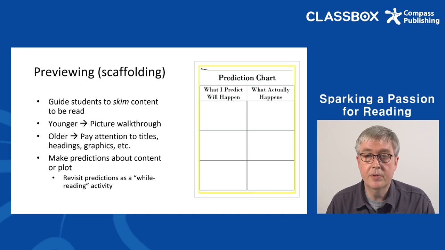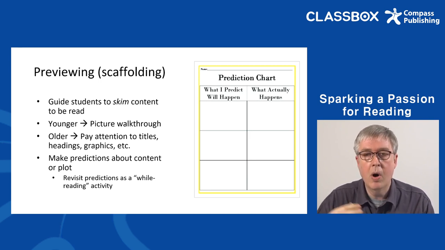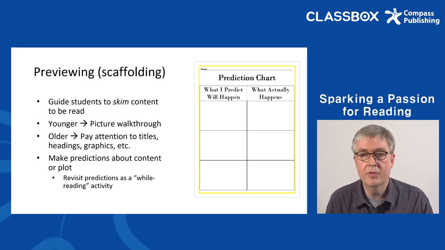For younger students, that might involve doing a picture walkthrough. This is especially good for picture books. You can get them to look at the pictures and say, oh, what kinds of things do you see? What's happening in the picture? Oh, here we see the main character. He's a little bear. And what is he doing? Who is he meeting? What do you think he will do next? So we can walk through the pictures first in order to get them ready for the story.